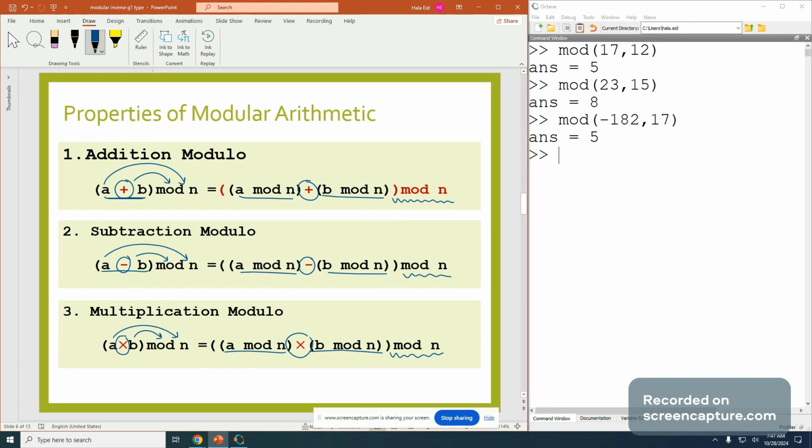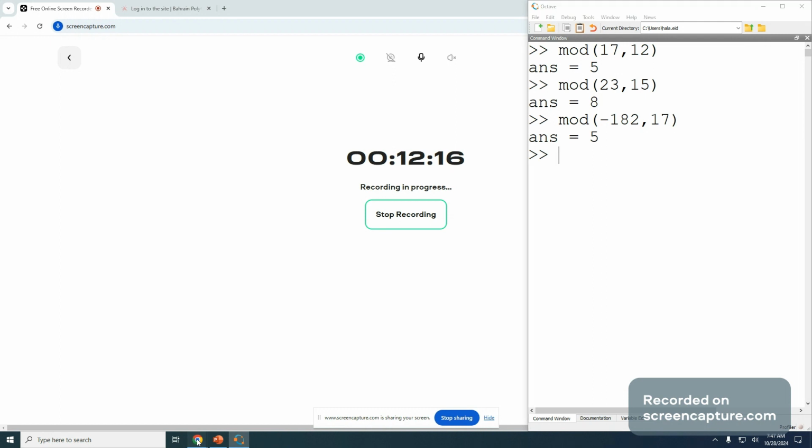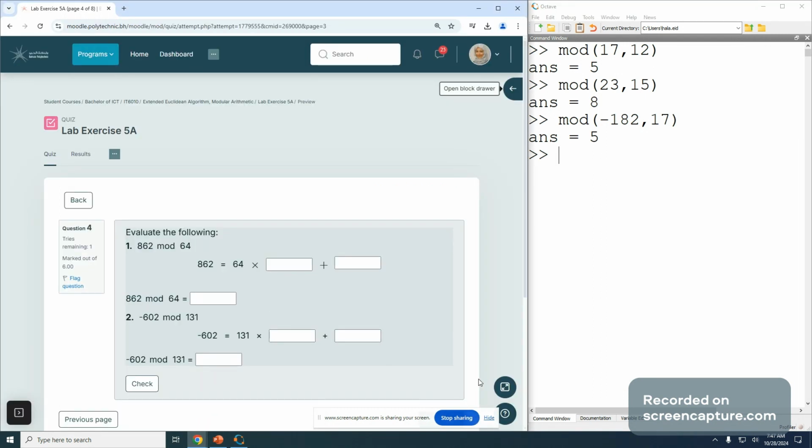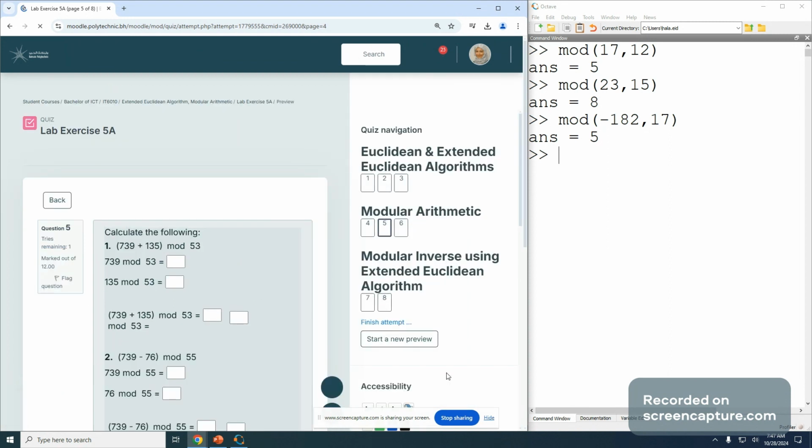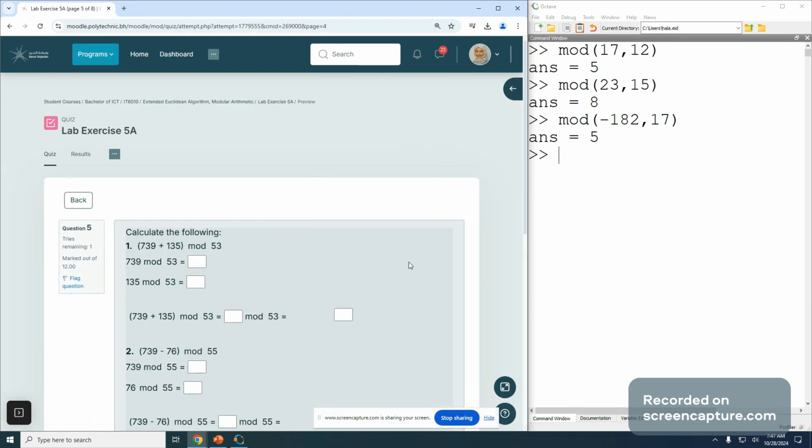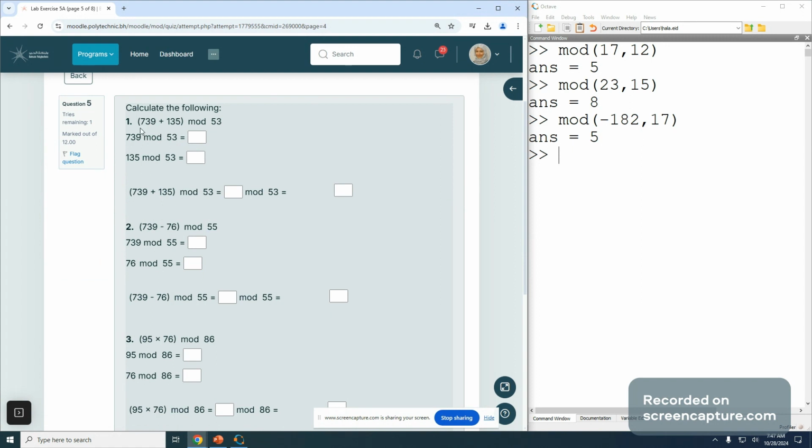Okay, let's take some examples on Moodle. So for example, here you've got two numbers added mod 53. I can simply just go ahead and do it using Octave. I can say just mod and then add the two numbers. So I've got these two numbers. I can just copy that. Okay, the addition of them, mod, so comma 53. And it gives me 26.